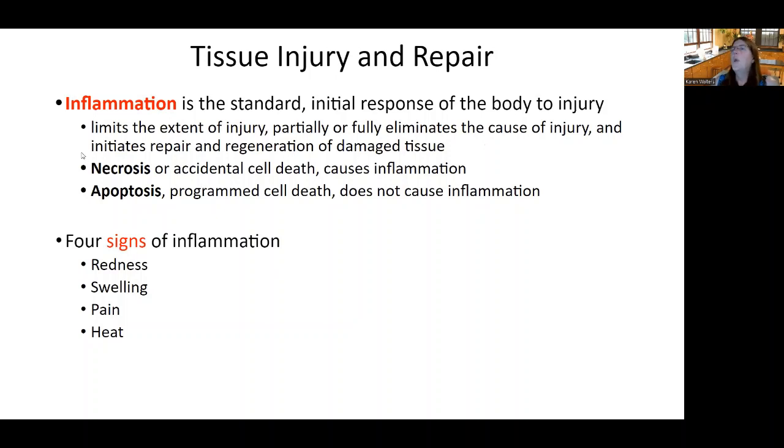So when you injure yourself, inflammation is the standard initial response, right? This is those mast cells releasing histamine, calling on the immune system to come. It's going to bring the repair systems and the immune system to the site of injury.